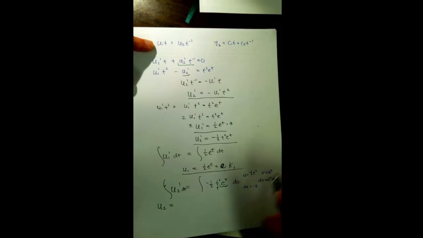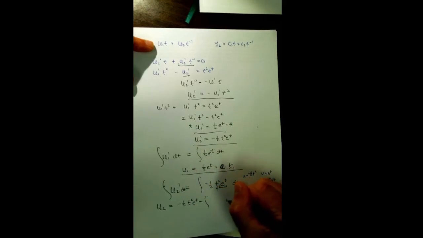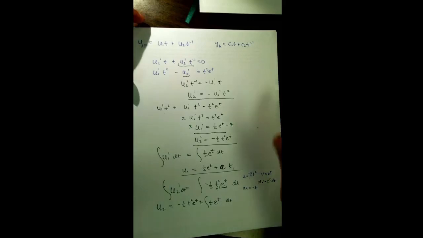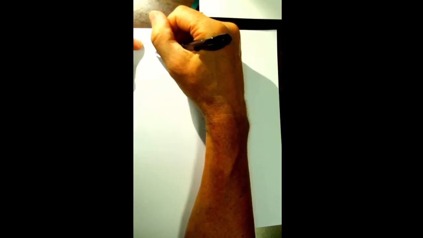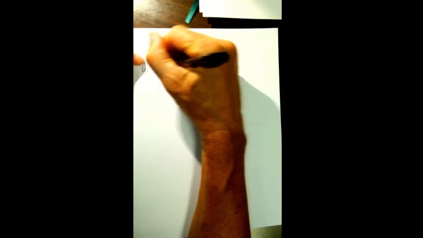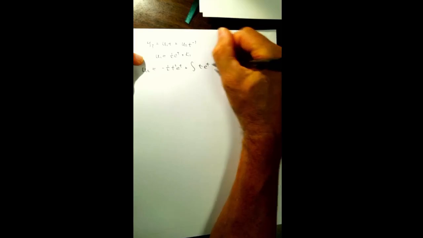So uv is minus 1/2 t squared e to the t minus the antiderivative of v du. I got a minus there. T e to the t. Okay. You rewrite all of this. My particular solution, I said, was u1 t plus u2 t to the minus 1. And I have now that u1 is 1/2 e to the t plus k1. u2 is minus 1/2 t squared e to the t plus the integral of t e to the t dt.